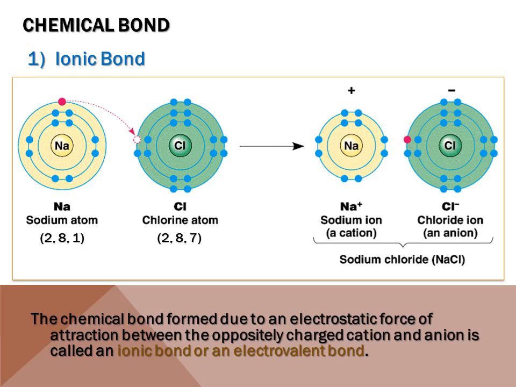So here sodium donates its 1 electron, whereas chlorine accepts 1 electron, and a bond is formed between them. When sodium donates this 1 electron, it becomes a sodium ion, and when chlorine accepts this 1 electron, it becomes a chloride ion. And when they combine together, sodium chloride is formed.